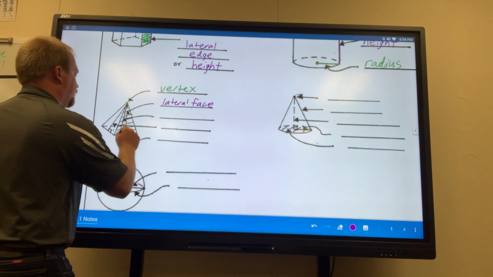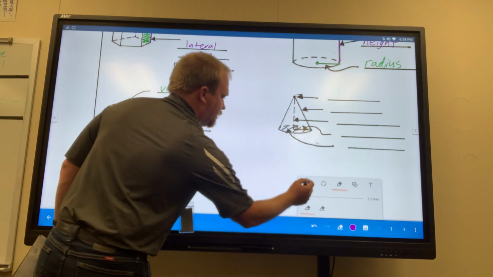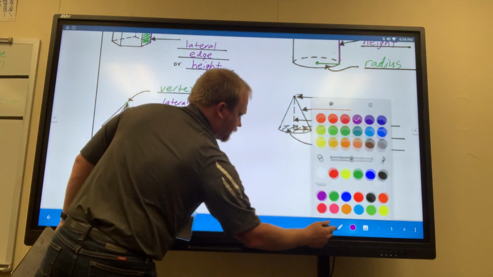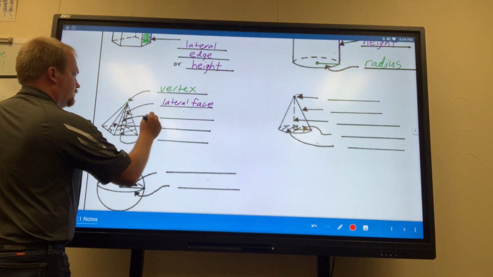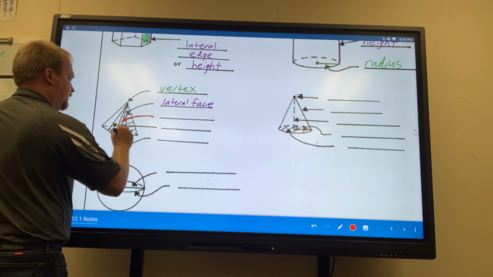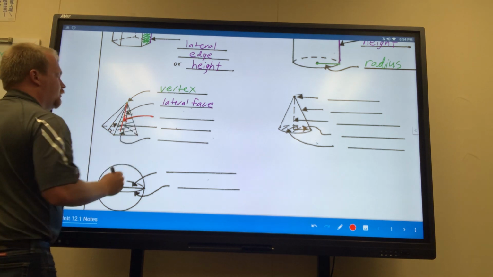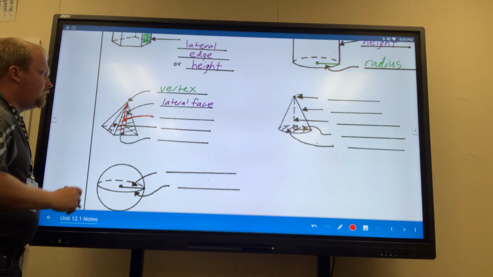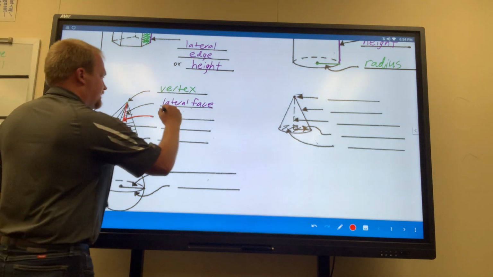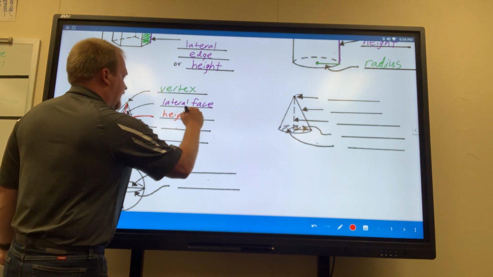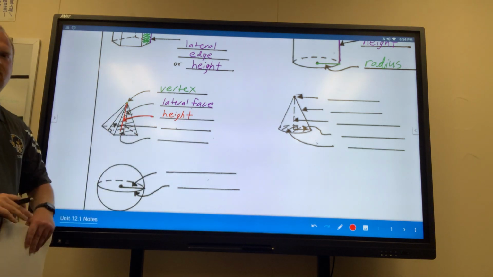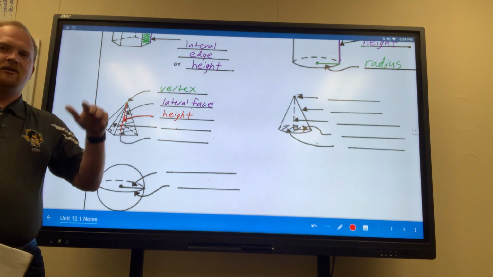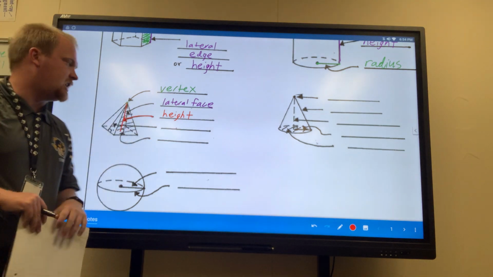Now I just want to erase this part real quick, because the next thing this arrow is pointing at, and I'm going to use a different color, is this line right here, where it's from the vertex to the base. That's the big key. From the vertex to the base, it's called a height. That's just basically how tall it stands. That's what a height is, how tall it stands.